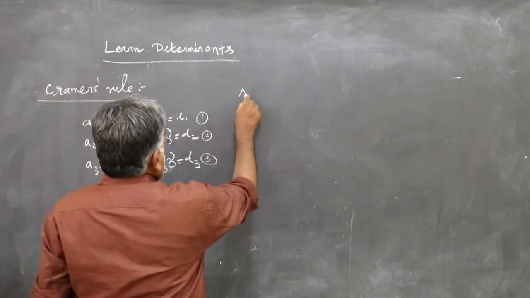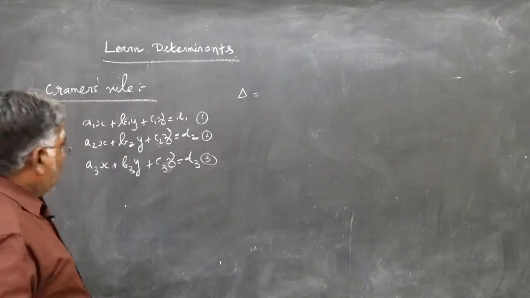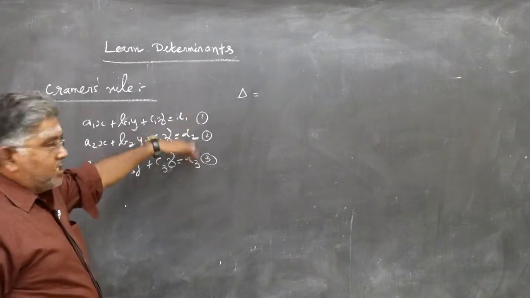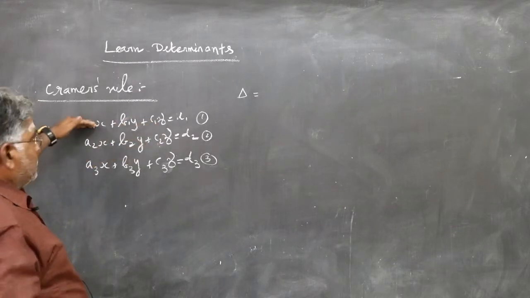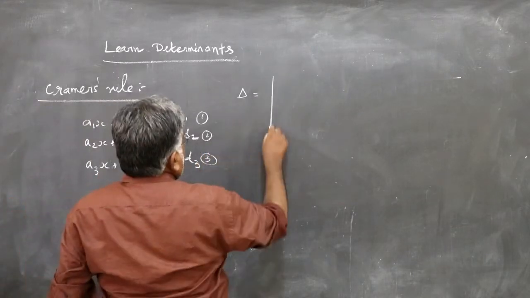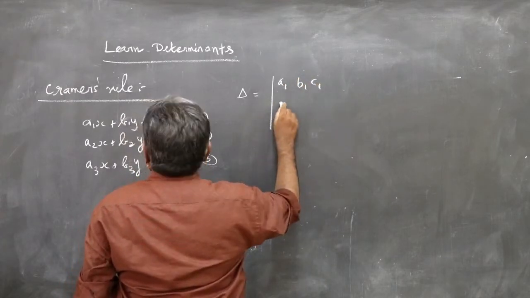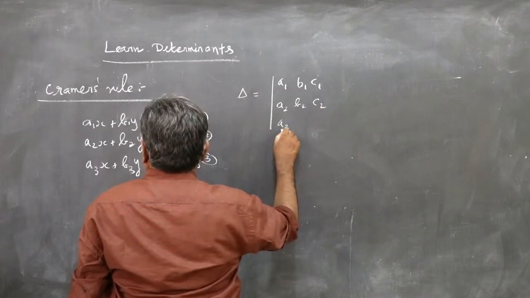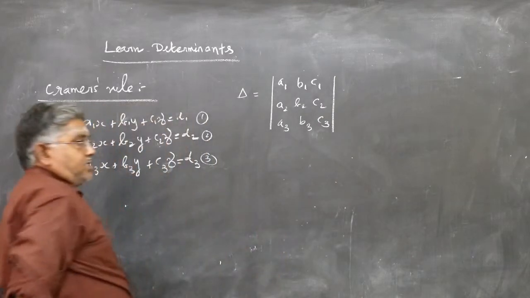First, this determinant, say delta. It's a determinant formed out of the coefficients of x, y, z. You don't have to consider the d's here. That is a1, b1, c1. First row, it's like this. a1, b1, c1. a2, b2, c2. a3, b3, c3. Call this a determinant delta.